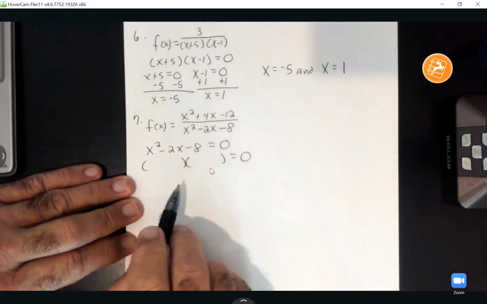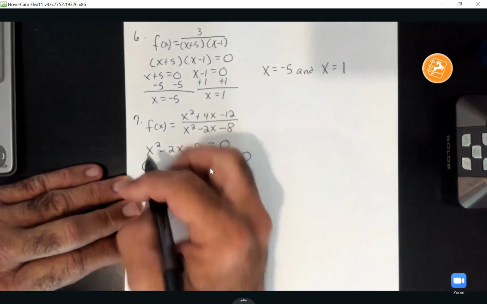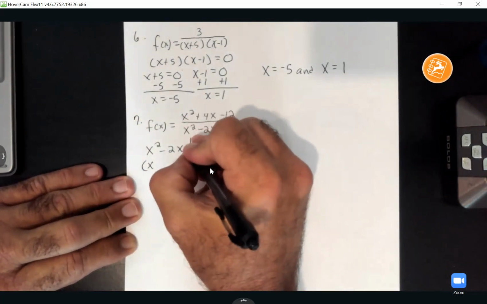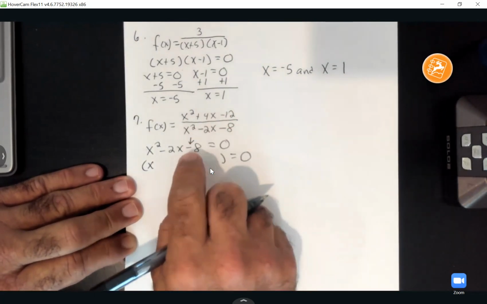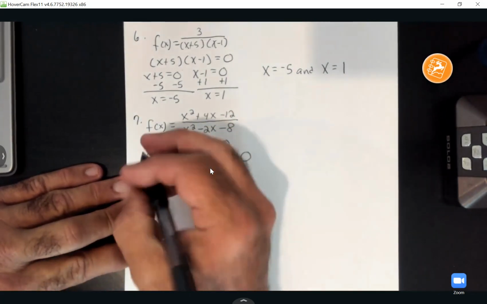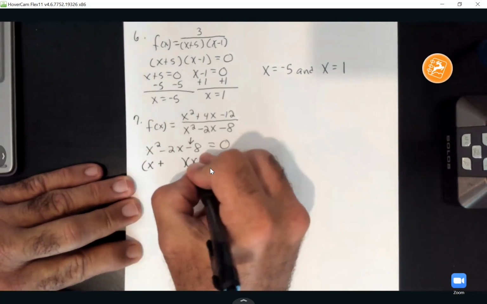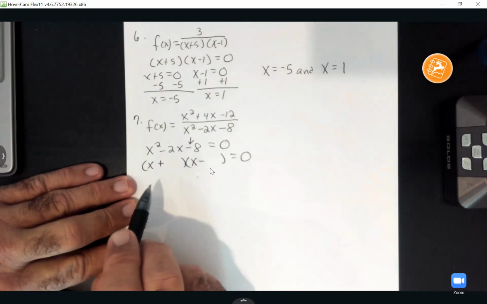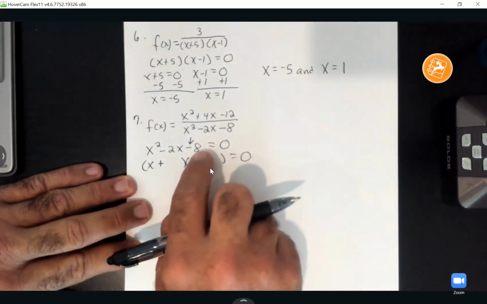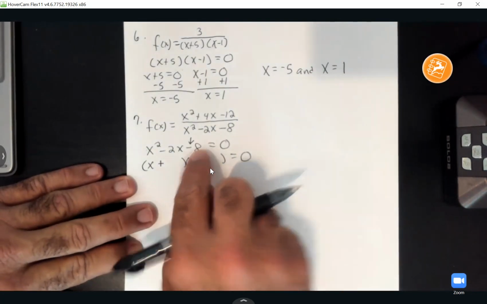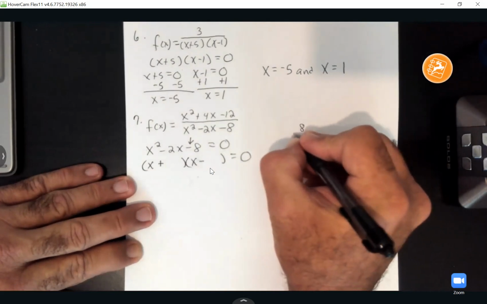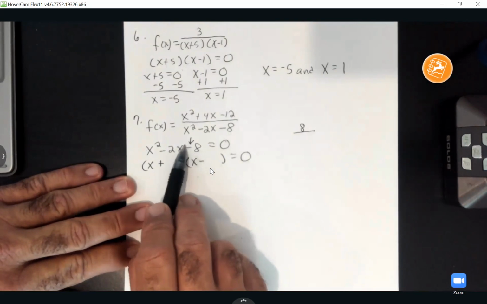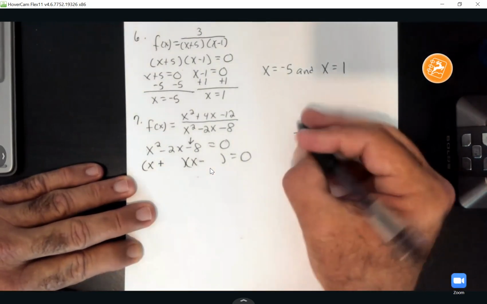So y'all watch me put my signs in first. X squared in the front is an X and an X. This last sign is negative. Remember, when the last number is negative, you're going to have unlike signs no matter what in these parentheses, okay? Now, since the last number is negative, I'm going to find factors of 8. So I need factors of 8 that'll subtract and get me a 2.